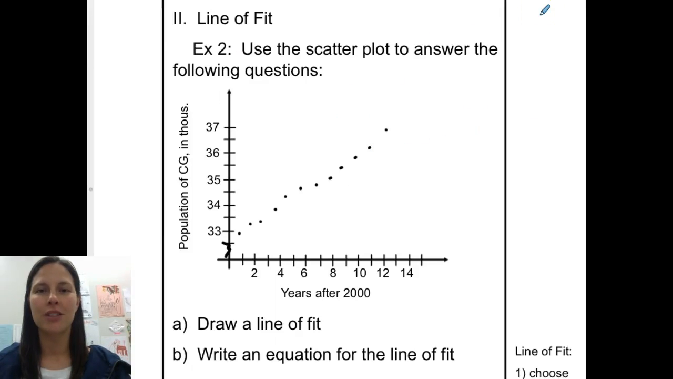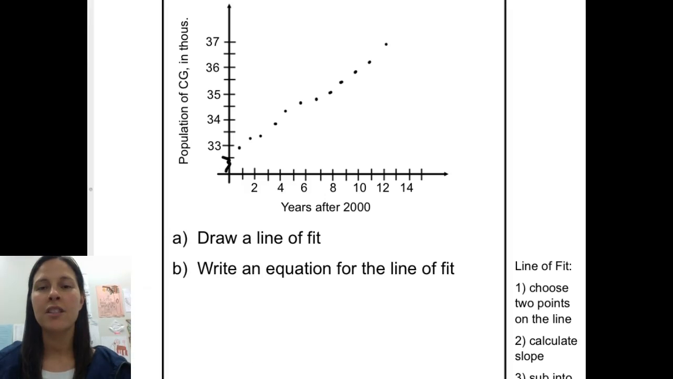Next up, we're going to use our scatter plot to create a line of fit and write an equation for that line. So here's how we try and draw a line of fit. We try and make it go through the center of the data as best we can.